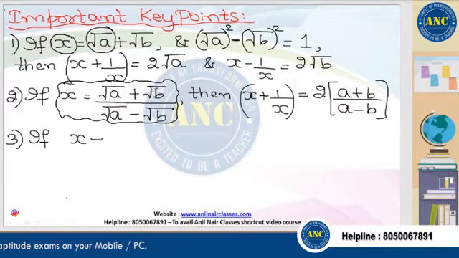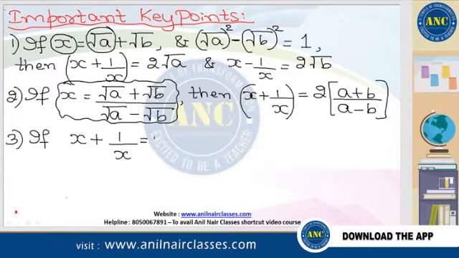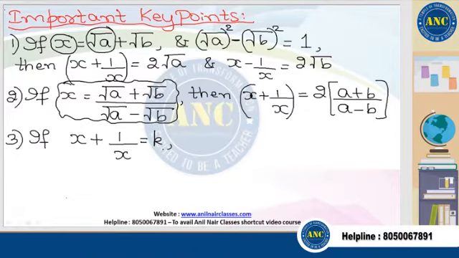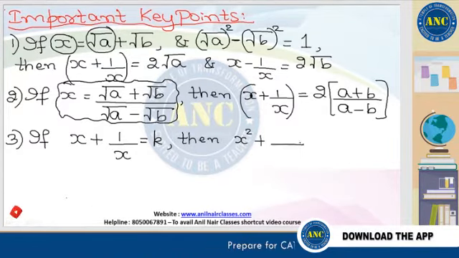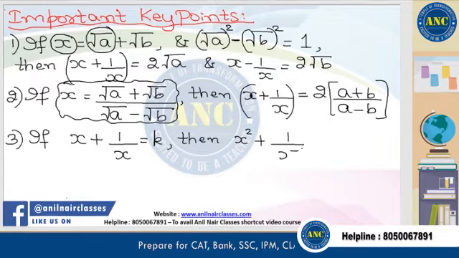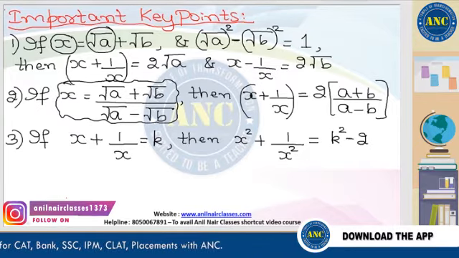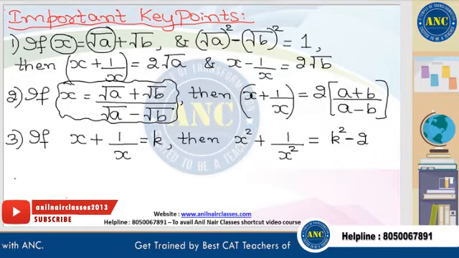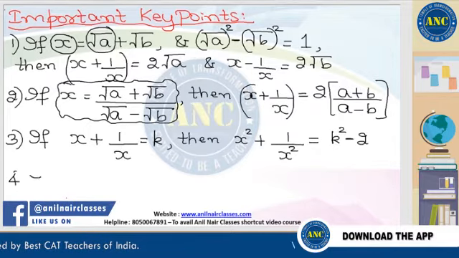What I am talking about basically is, if x plus 1 by x is equal to some constant, it can be any constant, I am just calling that constant k, then I can easily say that x square plus 1 divided by x square will be equal to k square minus 2. We have solved so many questions of this format also. That means if x plus 1 by x is equal to k, then x square plus 1 by x square will be k square minus 2.